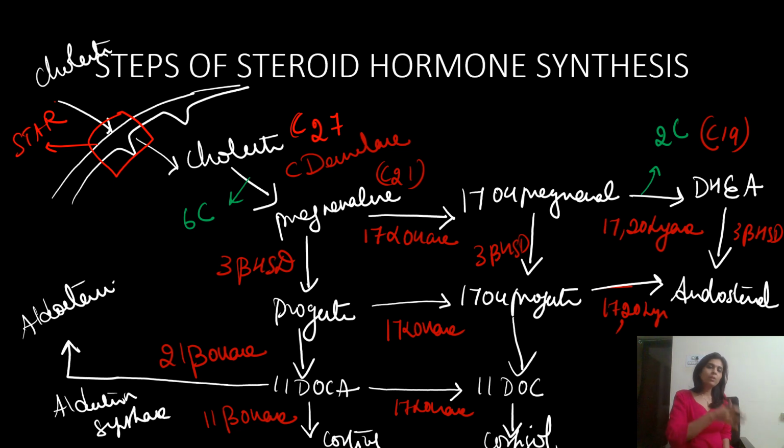So only in glomerulosa and fasciculata, the next enzyme is 21-beta hydroxylase. And 21-beta hydroxylase converts progesterone and 17-hydroxyprogesterone to 11-deoxycorticosterone and 11-deoxycortisol. And 11-deoxycorticosterone can be converted to 11-deoxycortisol by 17-alpha hydroxylase. Now, once this is formed, activity in glomerulosa and fasciculata would be different.